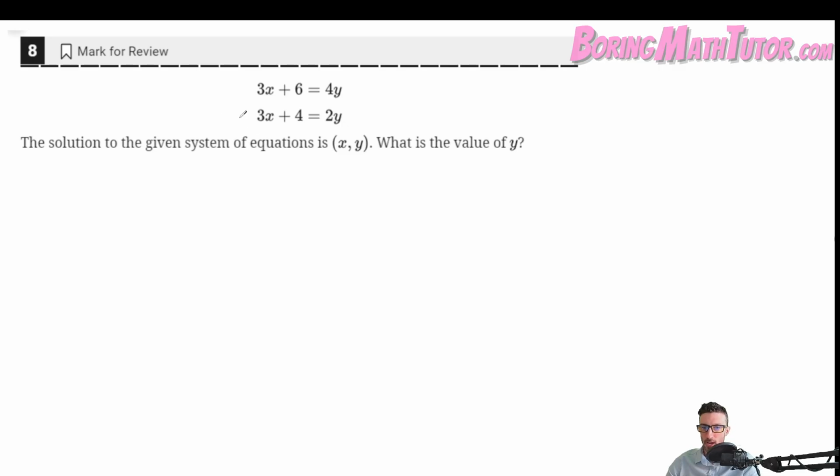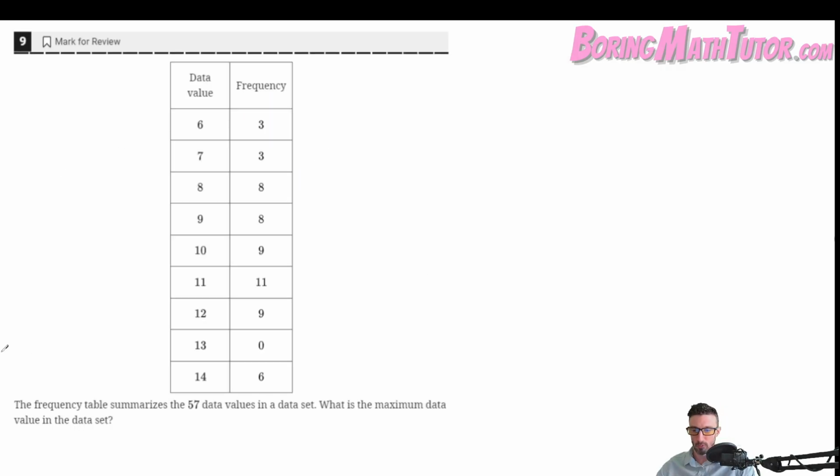All right, I know you guys are thinking, oh, I see 2 equations. I know I'm supposed to plug that into Desmos. Nope. Subtract, 2 equals 2y, y equals 1, done before you even typed it into Desmos. Watch out.